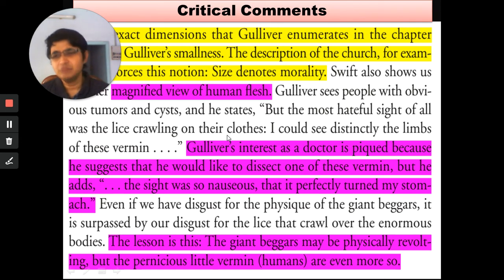So এক ধরনের physical description যেটা almost can cause nausea and vomiting inside Gulliver, এরকম একটা description এই particular জায়গায় দেওয়া হচ্ছে. The lesson is this: the giant beggars may be physically revolting, but the pernicious little vermin are even much so. Physically revolting হতে পারে giant beggars, they are basically magnified representation of the small human beings.